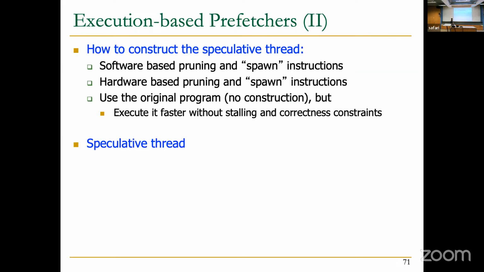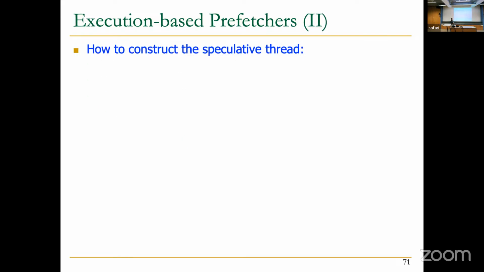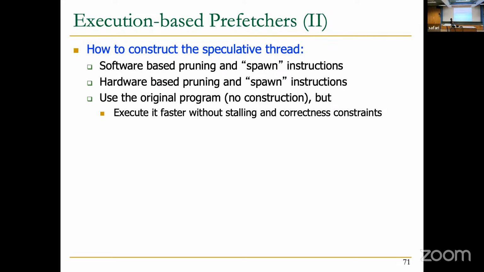Now we have to define some questions. The first question is: a speculative thread sounds good, but how on earth are we going to construct these threads? There seem to be multiple options possible. We can use prefetching-style techniques, so you can have software-based pruning and spawn instructions to generate the speculative threads, or you can have hardware-based pruning and spawn instructions.